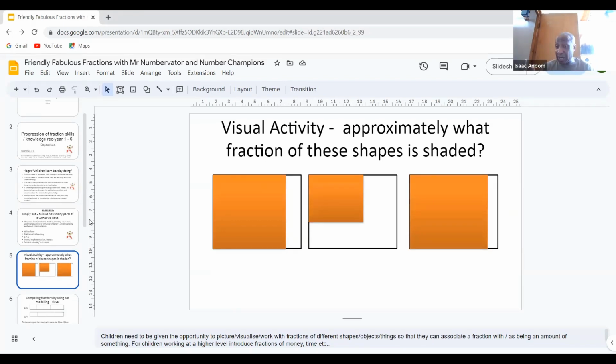And it's interesting to listen to their responses, because some children will say, oh, a lot of it has been shaded, which is fine, because they've got that idea of spatial awareness. There's more of the orange color than there is of the white color. And for me, that's important. What can they see? What can they talk about? And what do they know?